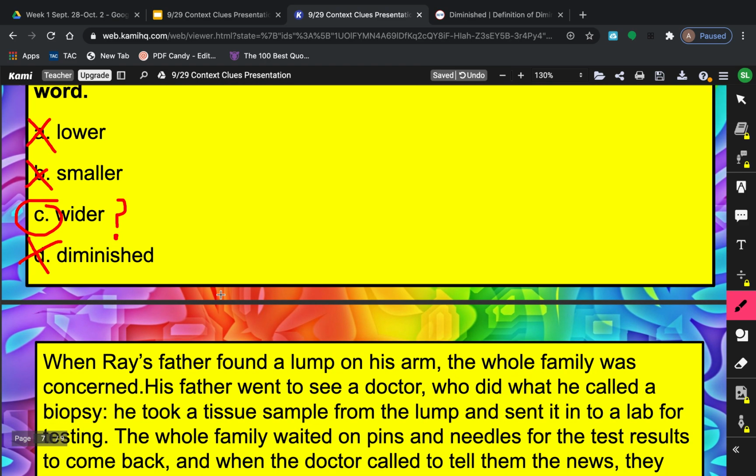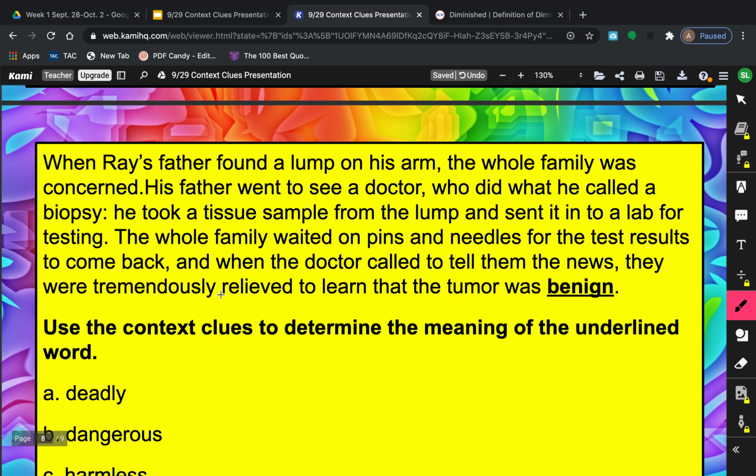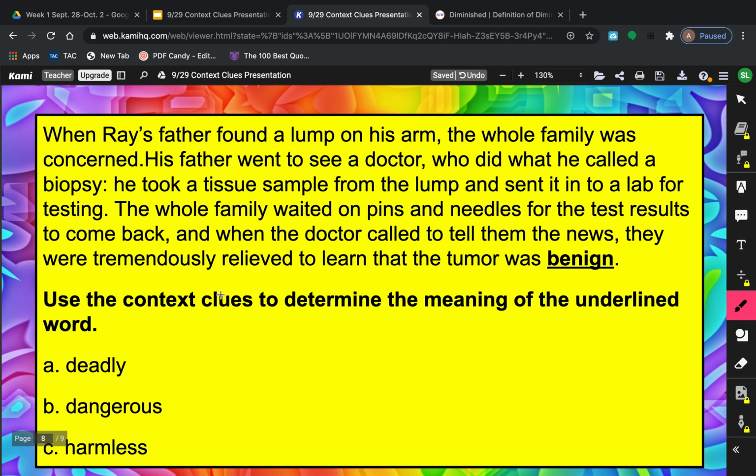So let's take a look at another example. So this one says, "When Ray's father found a lump on his arm, the whole family was concerned." And that means that they were worried. So I'm going to put the word worried over concerned. Now they are worried because they found a lump on his arm. His father went to see a doctor who did what he called a biopsy. He took a tissue sample from the lump and sent it to a lab for testing.